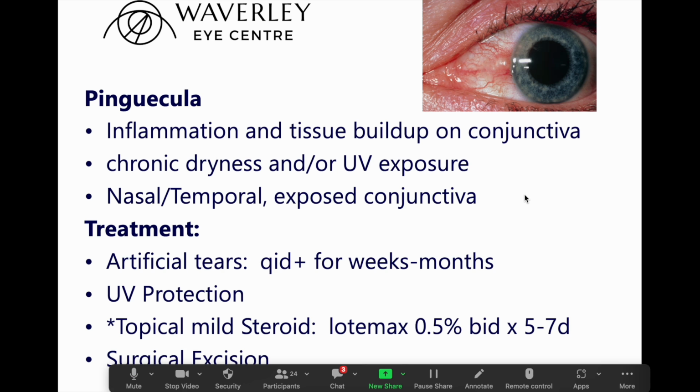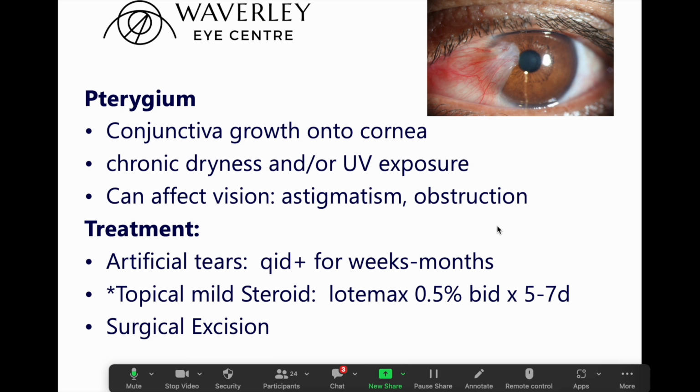Absolutely. Okay, so pterygium is a similar type of thing, but that lesion is actually growing onto the surface of the cornea. Not all pinguecula will turn into a pterygium, but some will. It seems to be a related situation. So the conjunctiva is growing onto the cornea. Again, the cause is the same. This one can affect the vision in two ways.